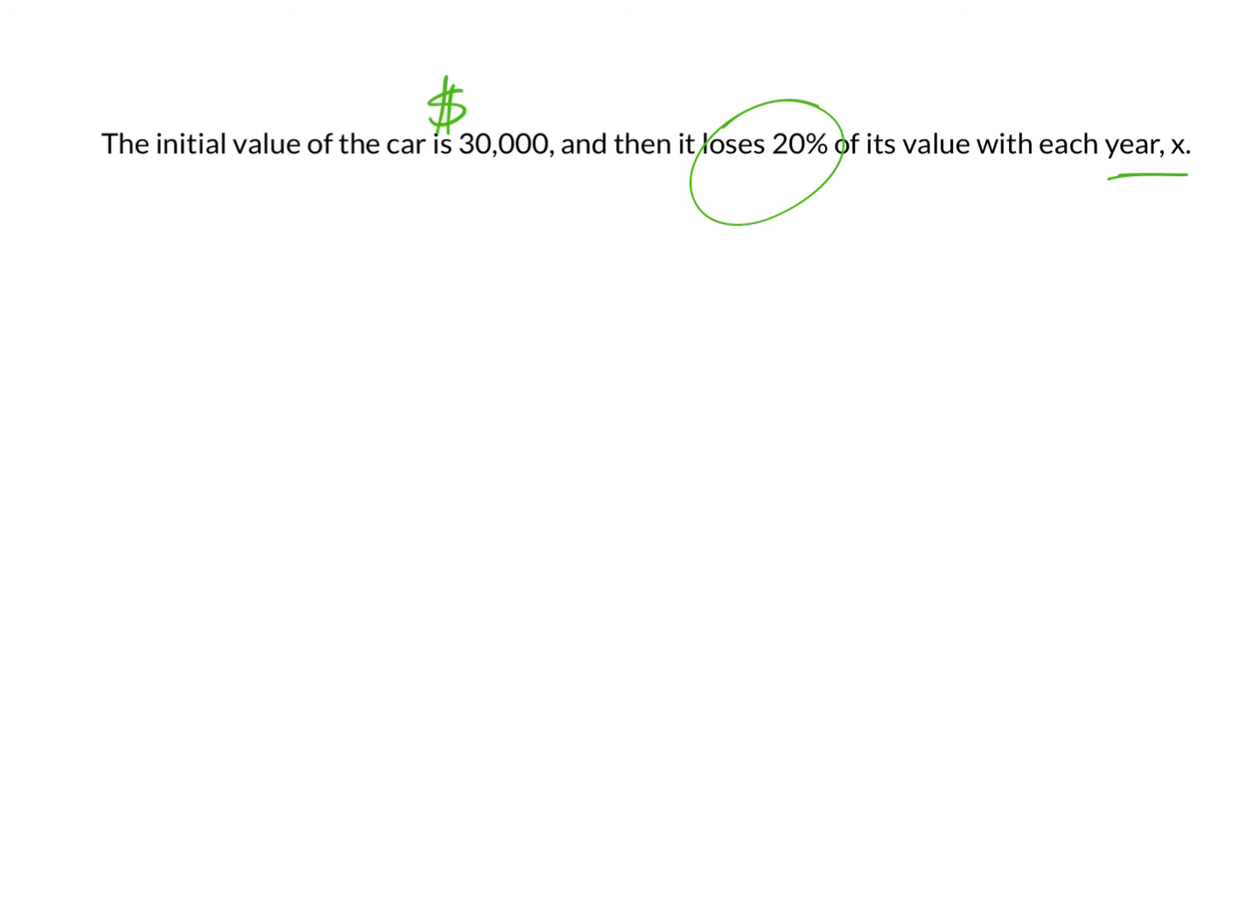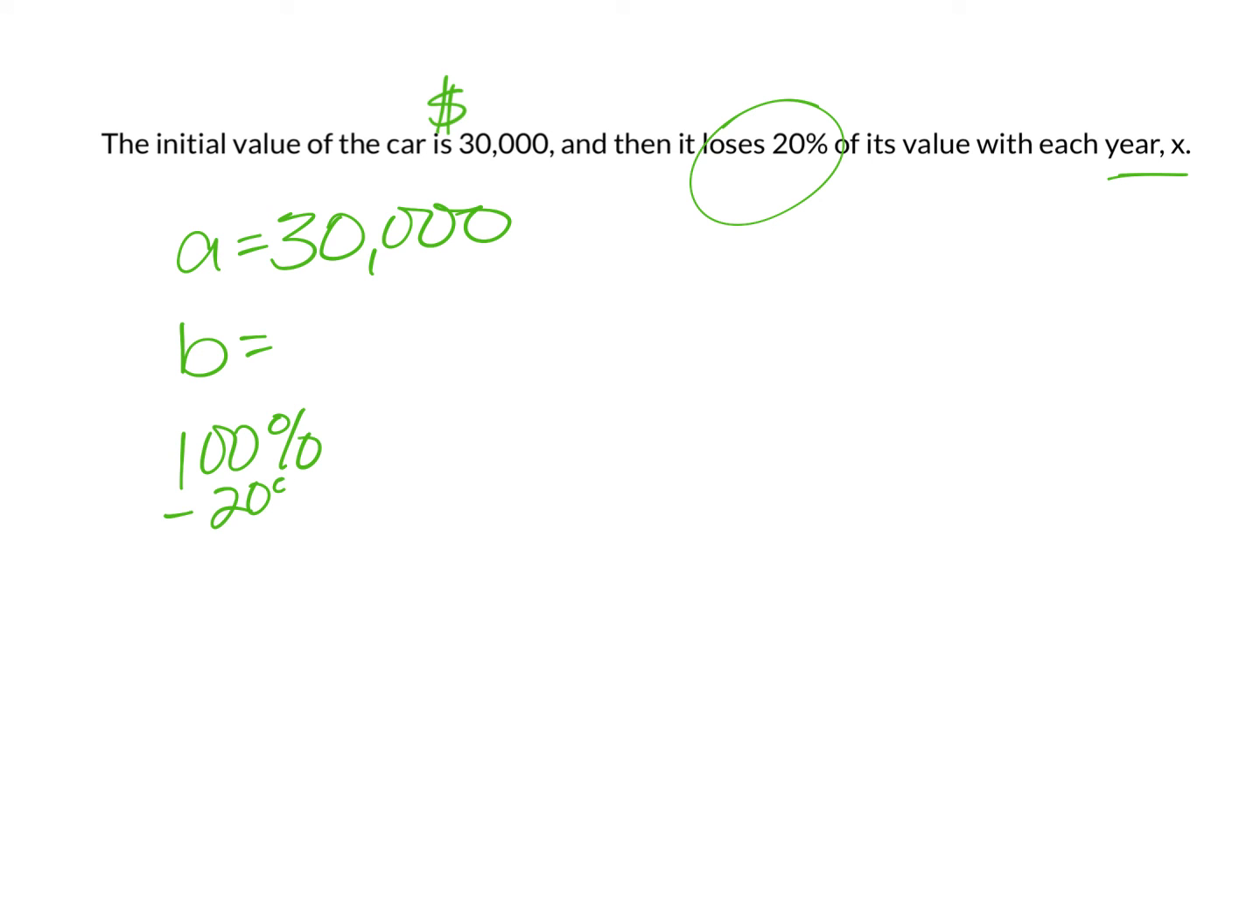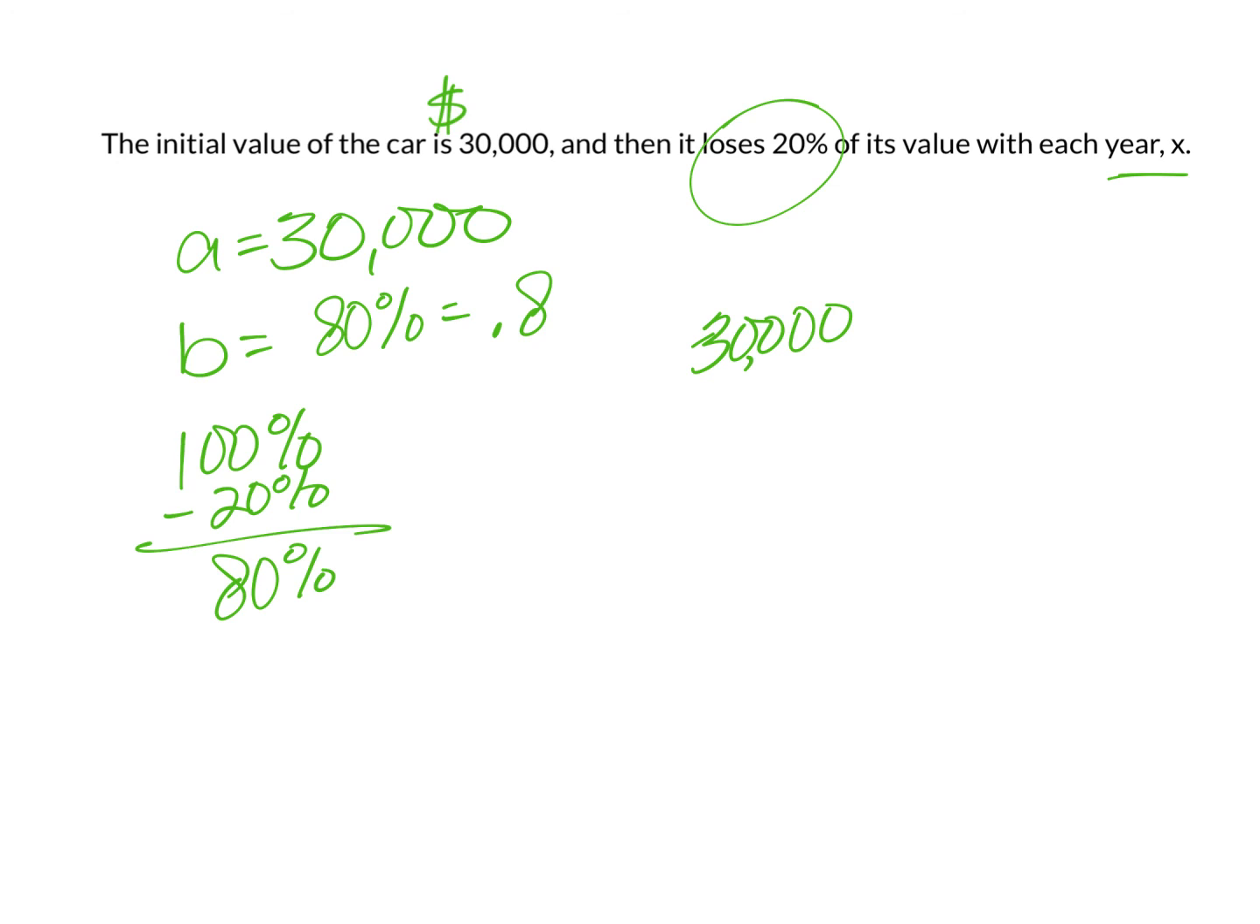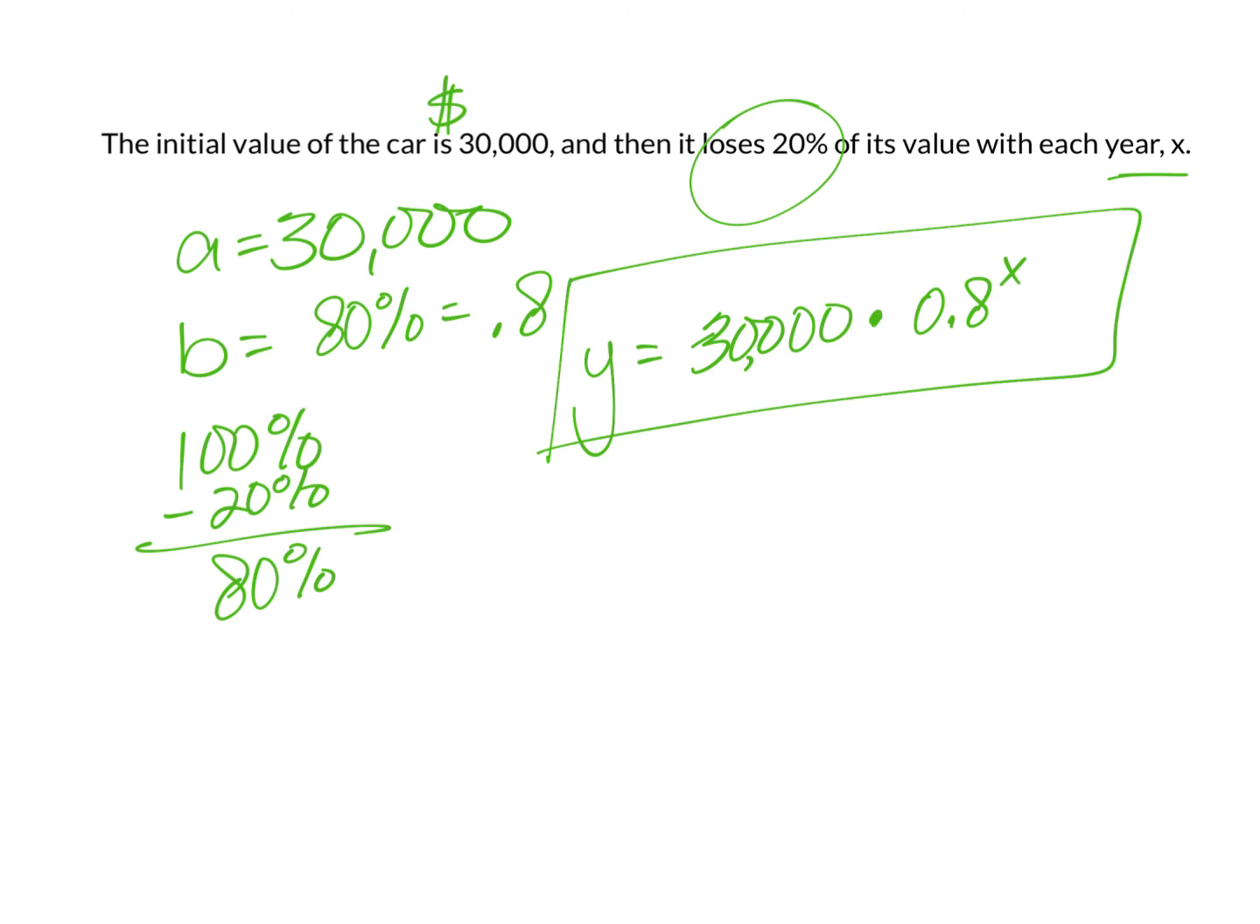So our initial value, A, would be 30,000. Now B, this is what we have to do. Essentially, we take 100% and subtract the 20% to see what it's worth after the 20% loss. So it would be 80%, or 0.8, in our equation. So y equals 30,000 times 0.8 to the x power. This will tell us what the car is worth after x years.